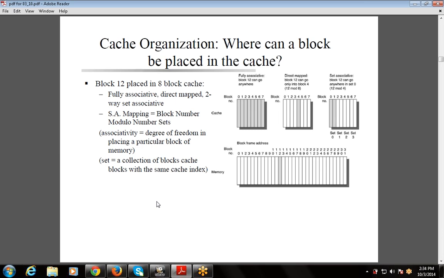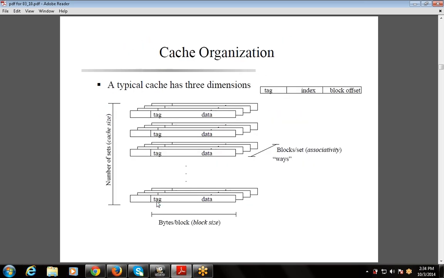Cache organization means where data can be placed. There are three techniques in cache organization: associative, direct, and set-associative. Then cache access, how to access, these are the terms that we have discussed already. A typical cache has three dimensions: one is tag, one is index, and one is word, which is also known as the block offset.